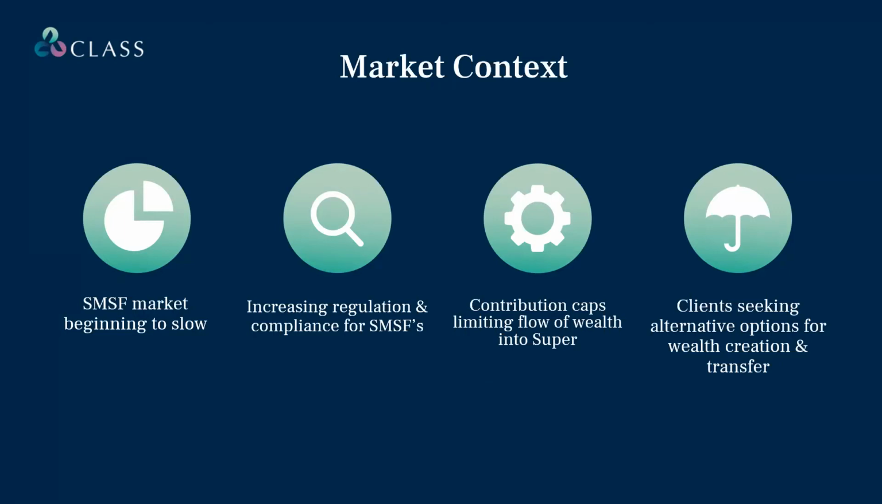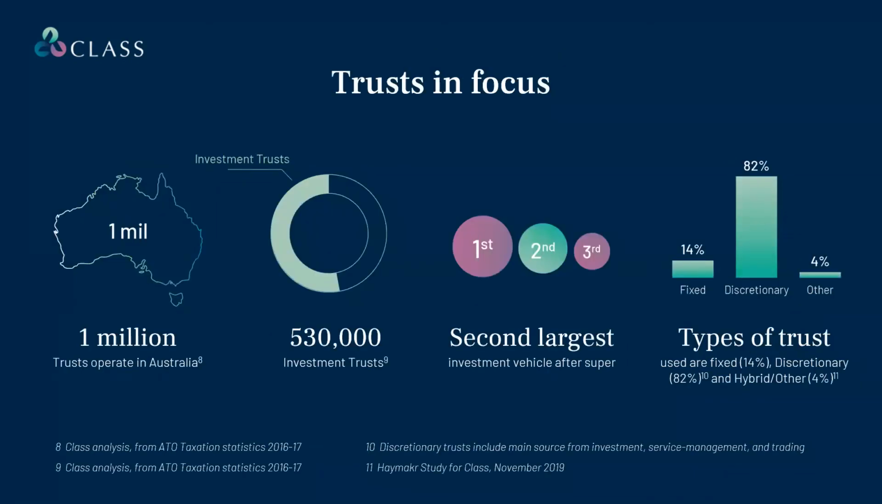But on the other hand, significant cuts to both concessional and non-concessional contribution caps have made it harder to accumulate assets in super. And what we're seeing is that many clients are now seeking other options to manage their wealth effectively. With these changes in the superannuation policy and the estimated $3.5 trillion of wealth that is set to be transferred from the baby boomer generation to their beneficiaries in the next 20 years, industry experts expect the number of trusts to grow in years to come.